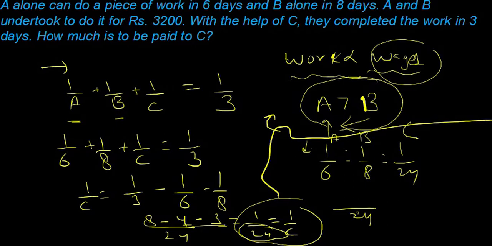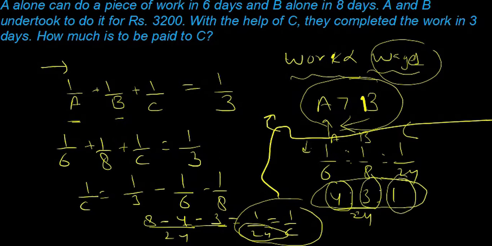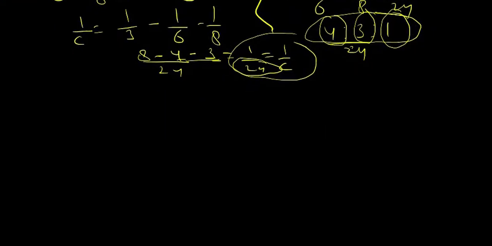We are getting a ratio of efficiency. Okay, so 6 4s are 24, so that is the efficiency part of A, B and C. So A is having 4 times, then B is having 3 times, then C is having only 1 times. Now what we need to do? We need to find out the money that C is going to get.